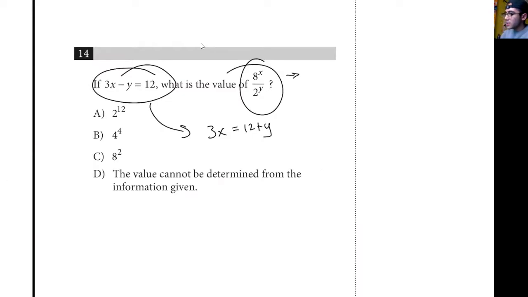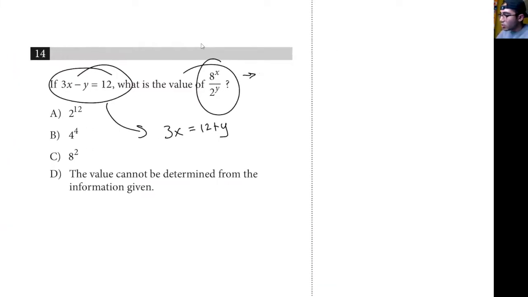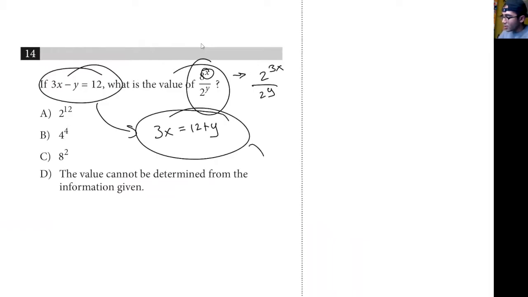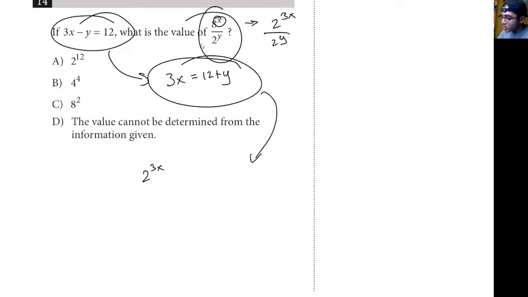And who noticed this? 8 is also 2 to the power of 3, right? And we also have an x here, so it's actually 2 to the power of 3x, and that is over 2y. But remember, they gave us what 3x is here, right? They gave us that 3x is equal to 12 plus y. So really, 2 to the 3x is equal to 2 to the 12 plus y, or the whole equation would be 2 to the 12 plus y over 2 to the y, right? But you can rearrange this so it looks like this: 2 to the power of 12 multiplied by 2 to the power of y over 2 to the power of y.